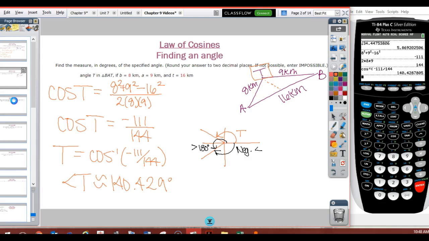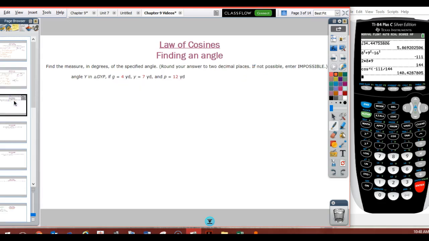We're going to do another example using law of cosines to find an angle. And this is going to be a little bit different than the previous one. Same thing, we'll start by labeling. So we have one side is 4 yards, that would be side G. Y is 7 yards across from angle Y, and then side P 12 yards across from angle P. So we are searching for angle Y.